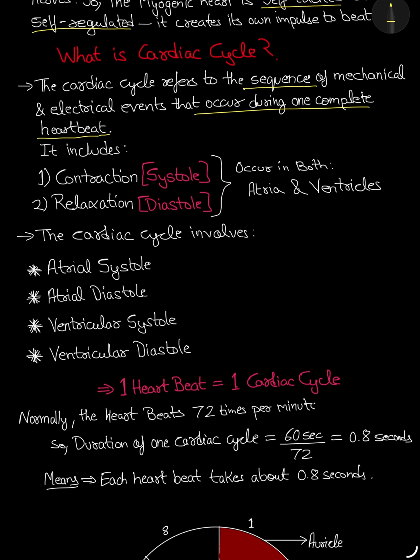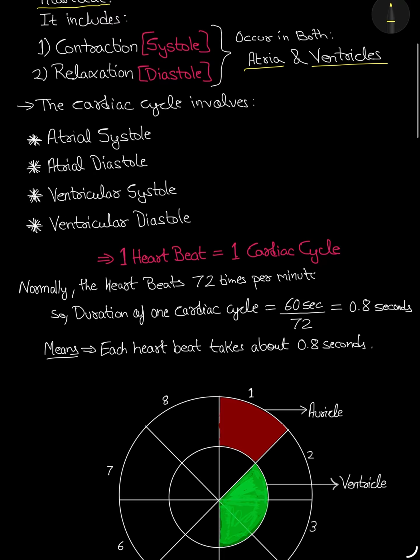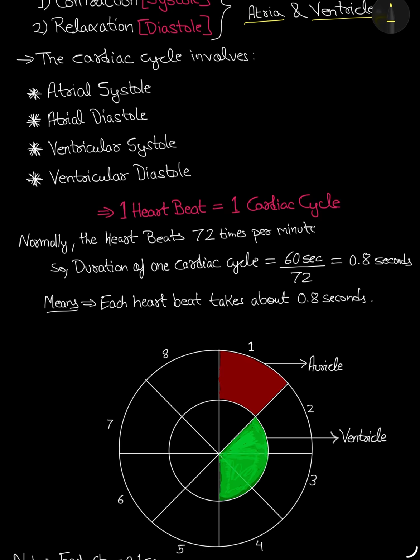These two processes, systole and diastole, occur in both atria and ventricles. And this cardiac cycle involves atrial systole or auricle systole and diastole, and similarly ventricular systole and ventricular diastole. So as you can see, one cardiac cycle is equal to one heartbeat. If I refer to a heartbeat, it's equal to one cardiac cycle.